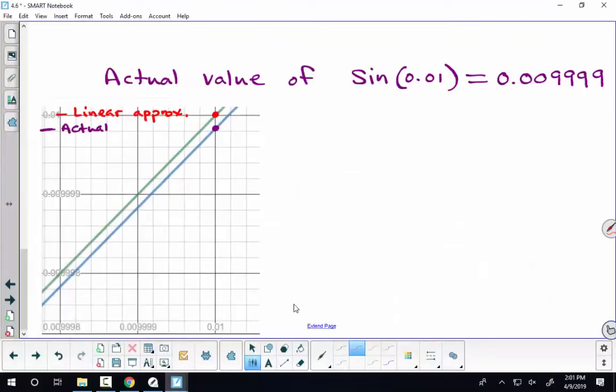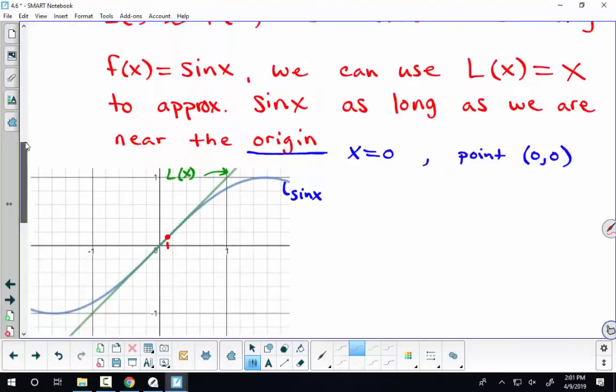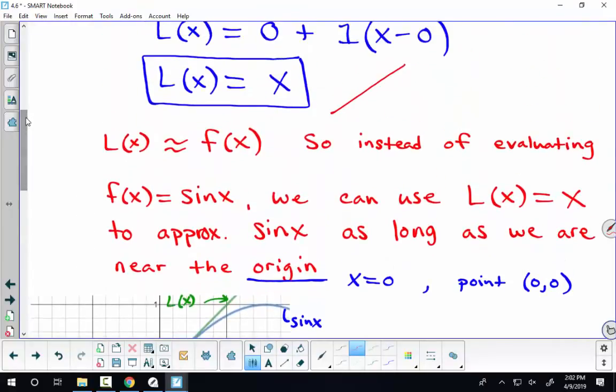There's a lot of physics applications, optics. There's certain optics equations that use sine, and for really small measurements, typically they just use this linear approximation, y equals x, in lieu of the sine function for that optics equation. As long as those measurements are really, really small, then this is sufficient instead of using the sine function.